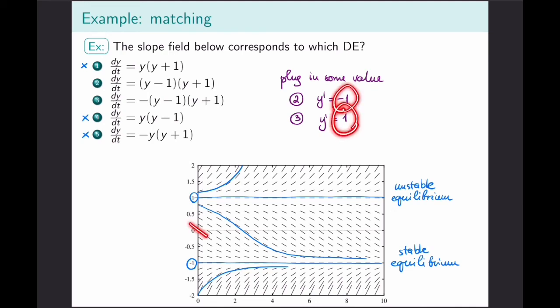Well, it's pointing down, it's decreasing, so it's most definitely negative. Independent of what the actual value is, it has to be a negative number, which means that the second equation is my only potential candidate.